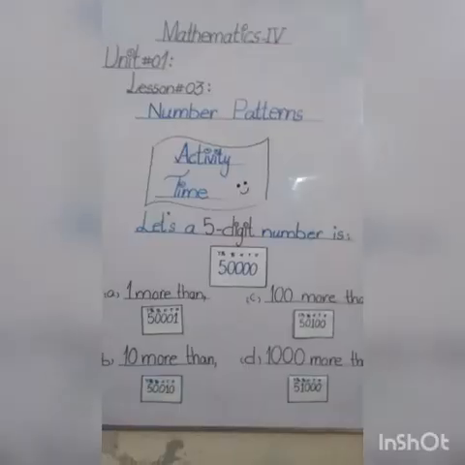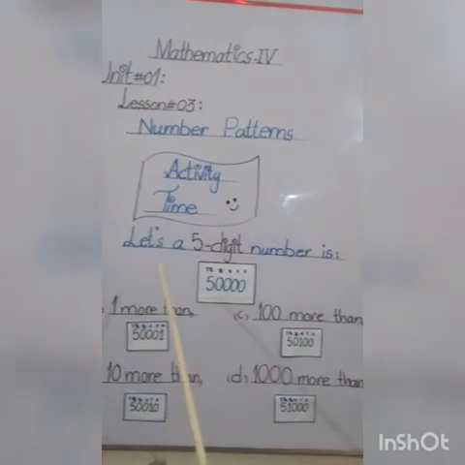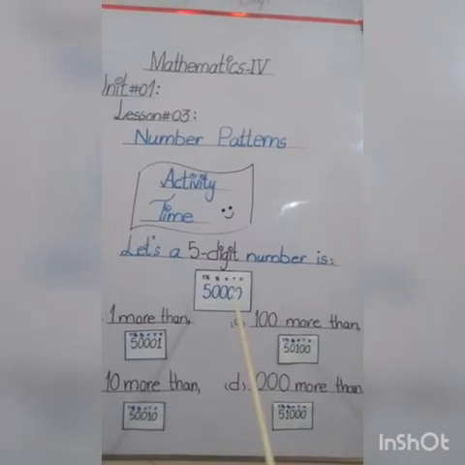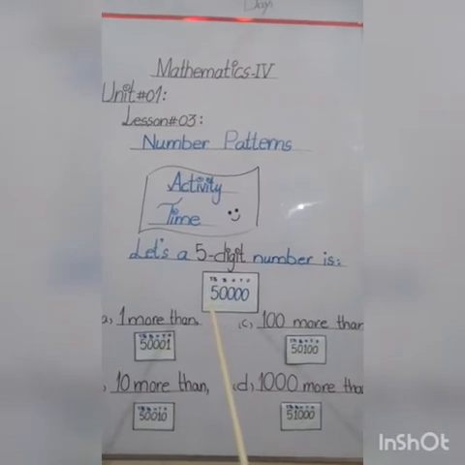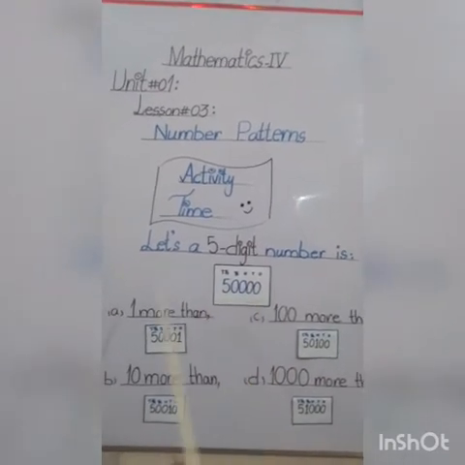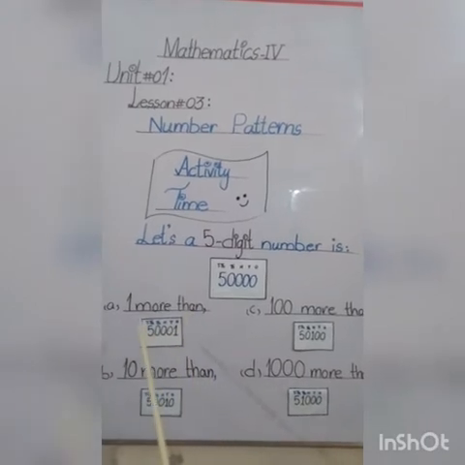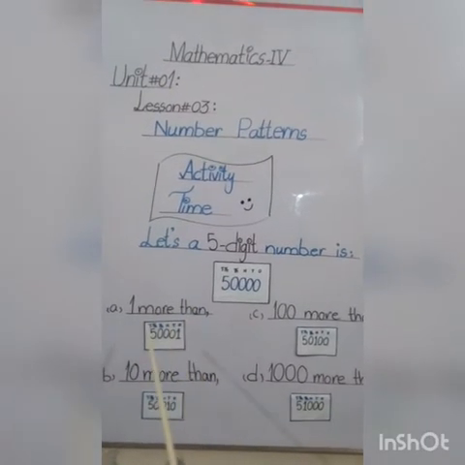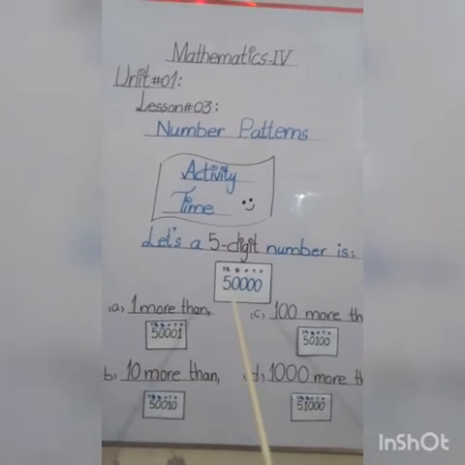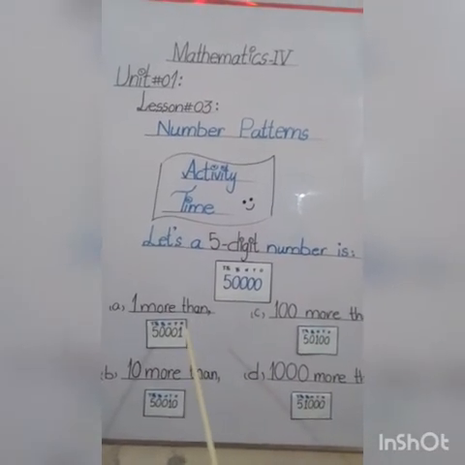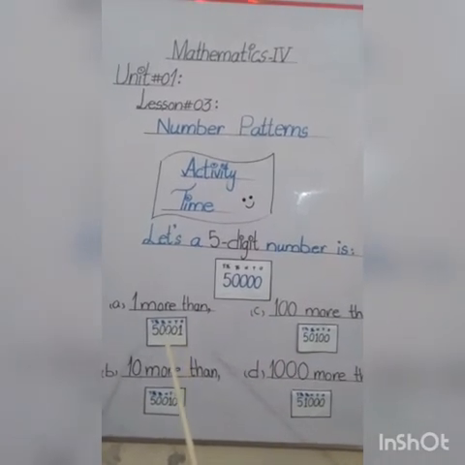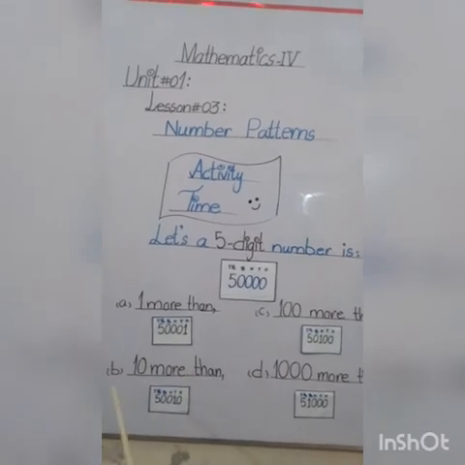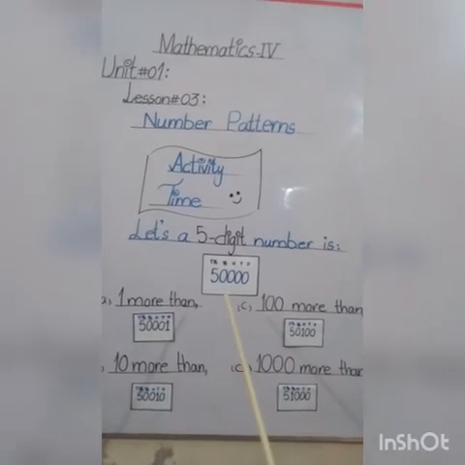Now student, I am performing this activity on the board. Let's say a 5-digit number is 50,000. Ones, 10, 100, 1000, 10,000. So it's 50,000. A, 1 more than 50,000. It means we have to add 1 to this value, so a change will occur at the ones place: 50,001.